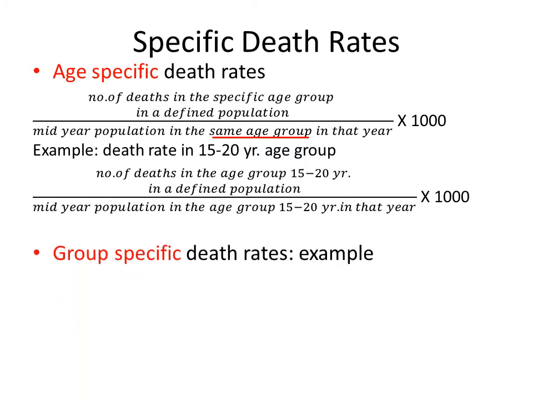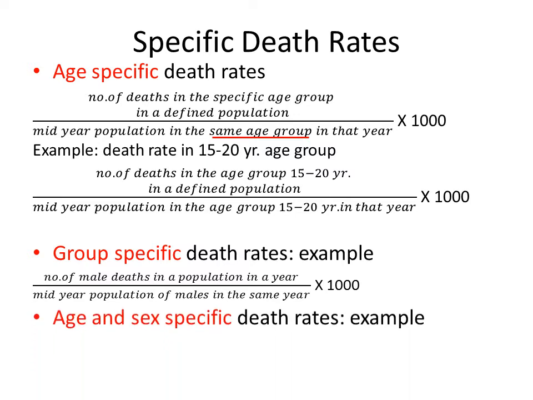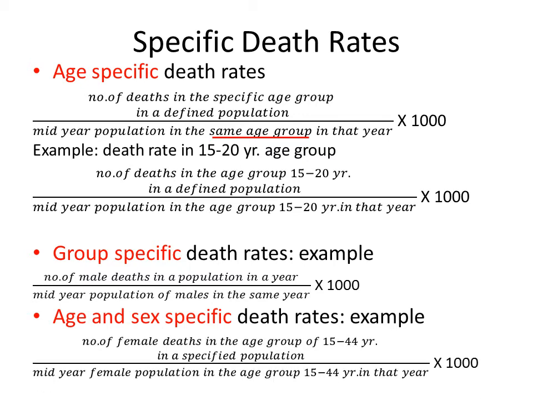Group specific death rate example, male death rate. Number of male deaths in a population in a year divided by mid-year population of males in the same year into 1000. An example of age and sex specific death rate is the number of female deaths in the age group of 15 to 44 years in a specified population divided by mid-year female population in the same age group in that year into 1000.